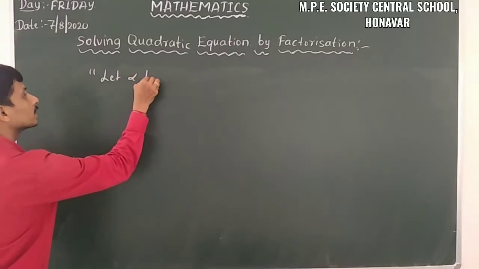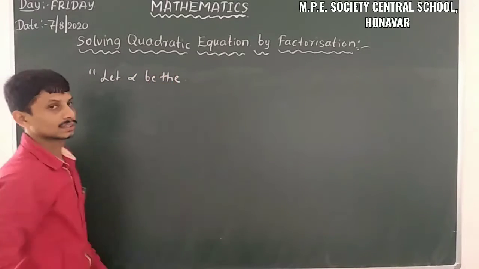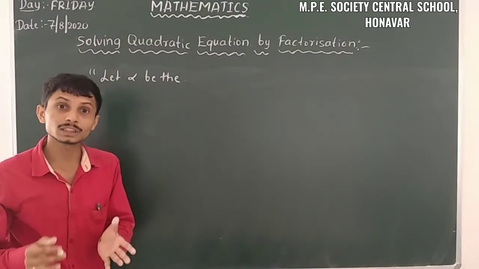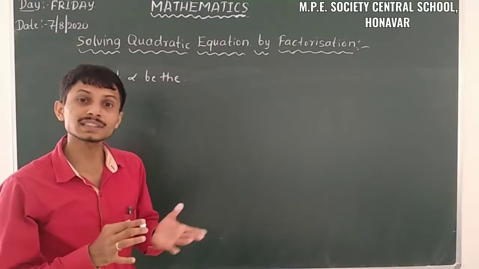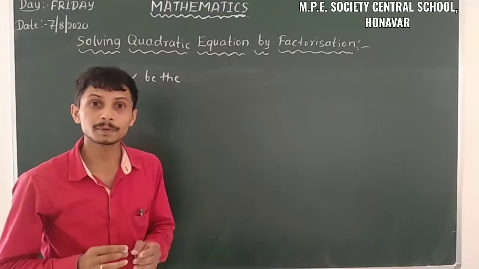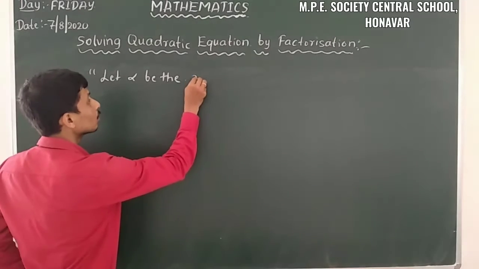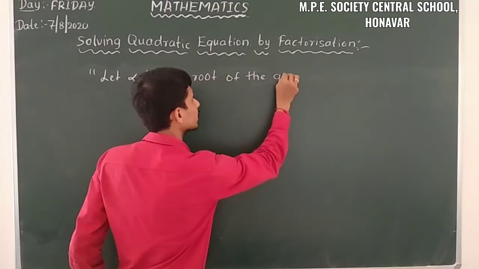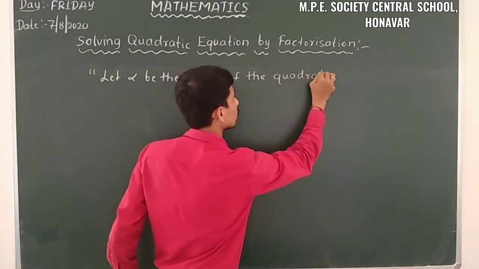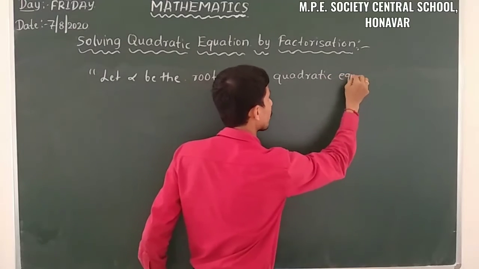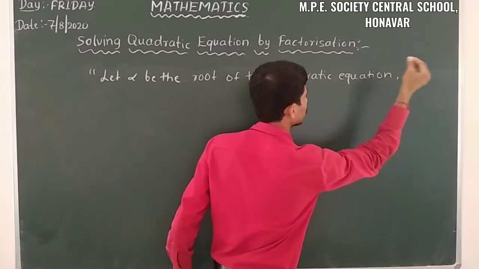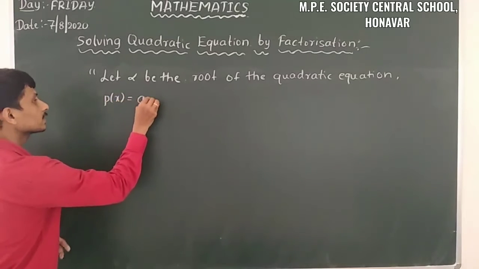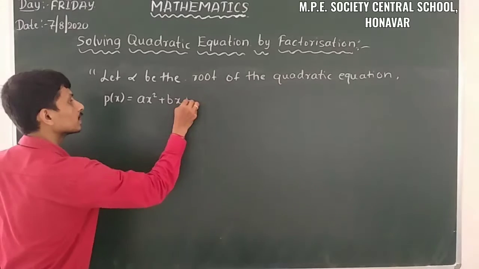Let alpha be the root of the equation. Which equation? Quadratic equation. What is the standard form of quadratic equation? ax square plus bx plus c. That is, alpha is the root of the quadratic equation. Firstly I will take it as p of x. p of x is equal to ax square plus bx plus c.